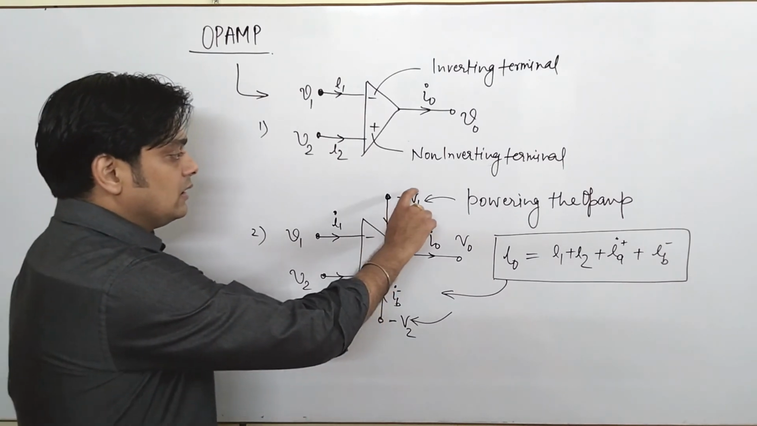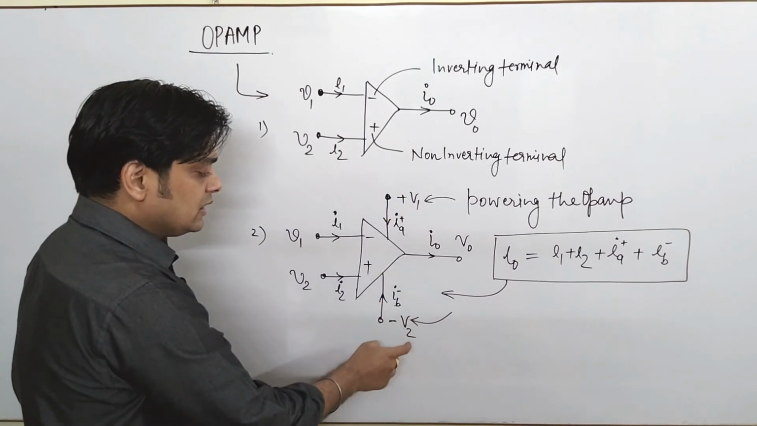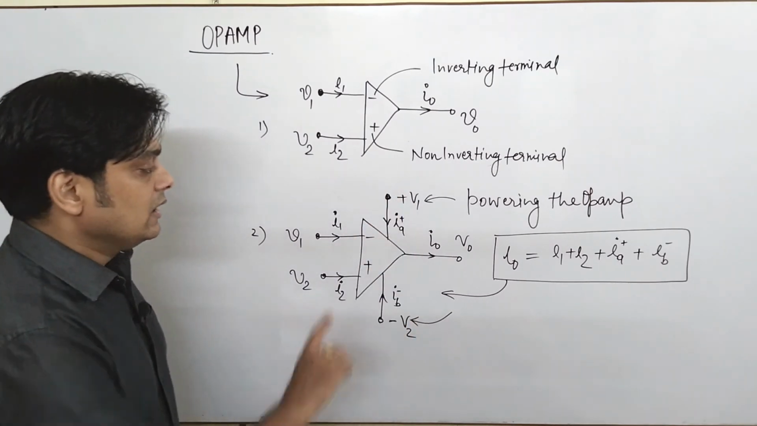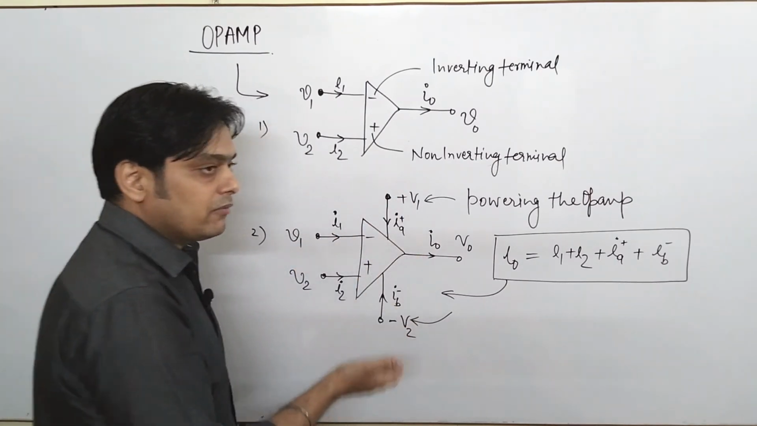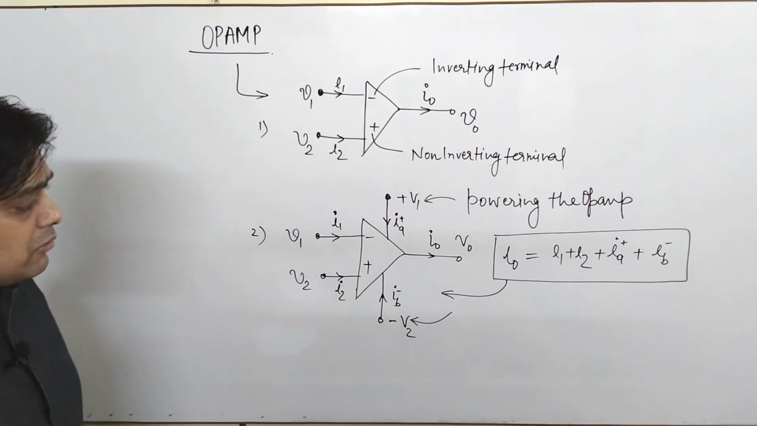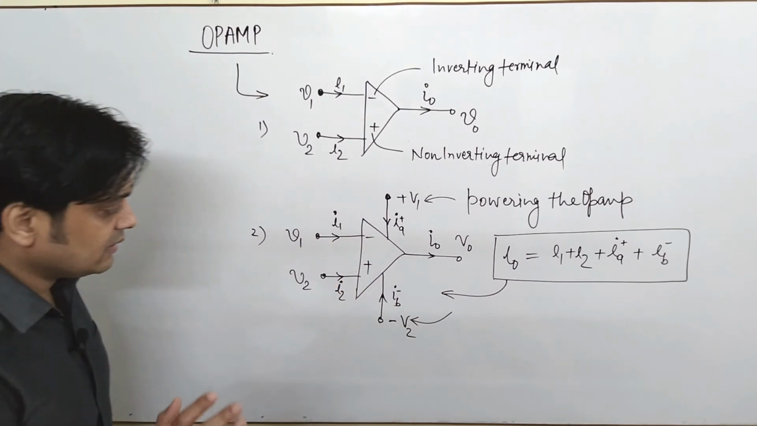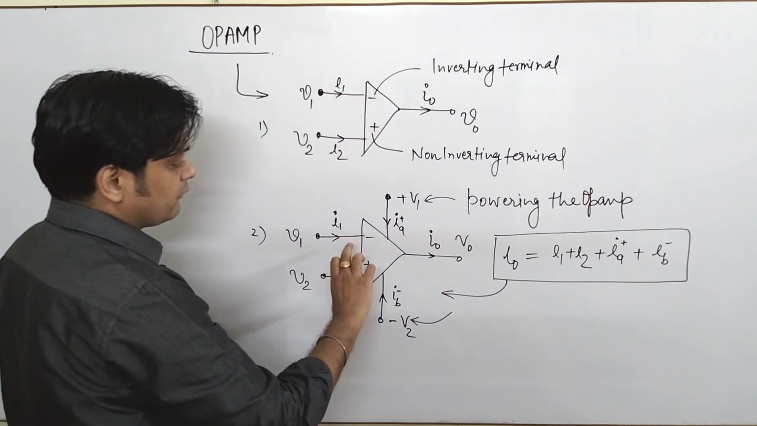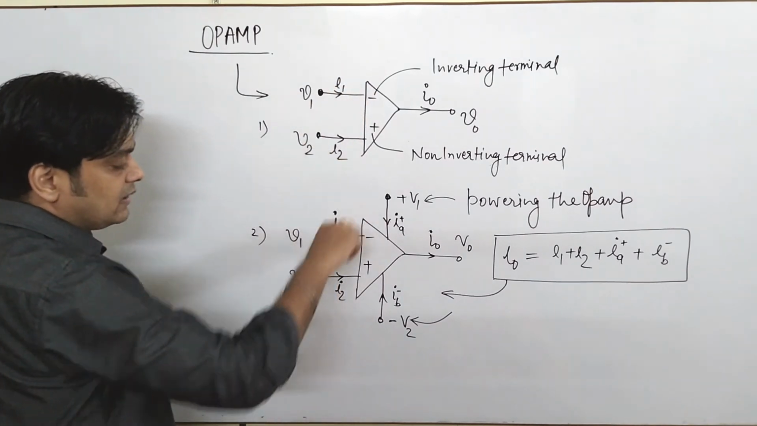So as I said, the meaning of applying voltage V1 and V2, whether it is the same voltage or different voltage, simply the meaning is you are powering the op-amp. It means you are giving some external voltage to the op-amp. So this is your one basic diagram of op-amp, and this is another diagram in which we have seen the powering of op-amp.